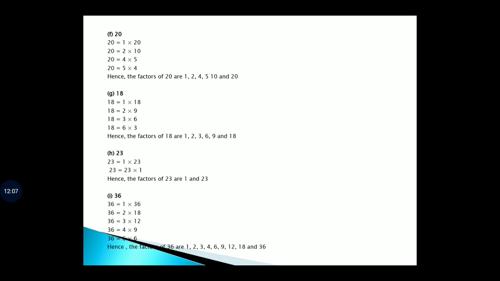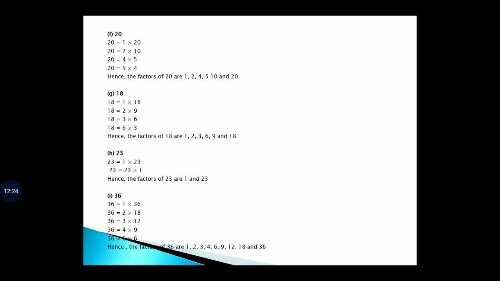According to the rule, 23 or any number, if it has only 1 and the number itself as factors, it is called a prime number. So we can also say that 23 is a prime number. Now let us move on to the next number, 36.